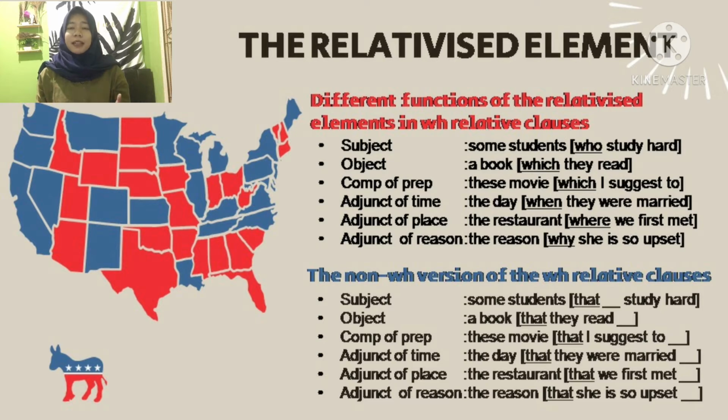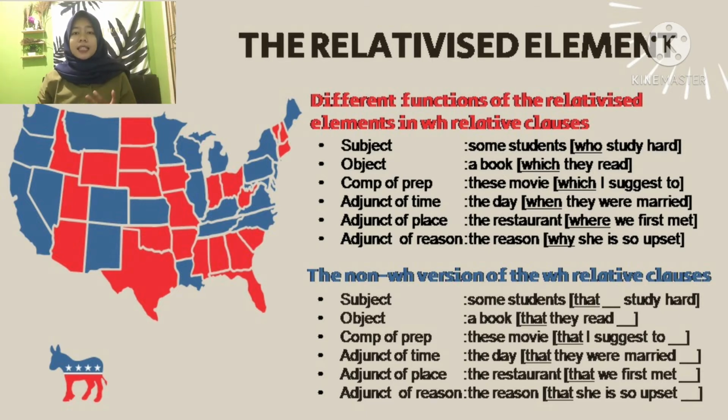Next, the relative element can be an adjunct of time, place, or reason in the relative clause. For example, the day when they were married. When is a relative element which indicates time. And the restaurant where we first met. Where is a relative element which indicates place. And then the reason why she is so upset. Why is the relative element indicating an adjunct of reason. So you could normally say she is so upset, we first met there, and so on.